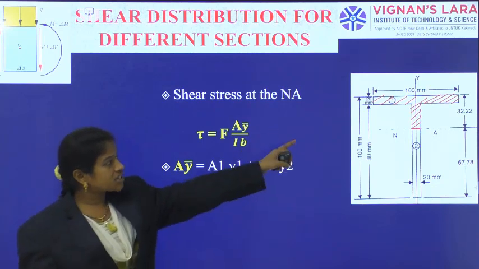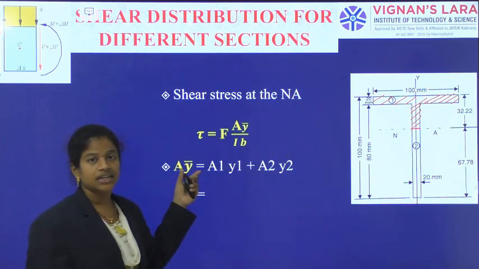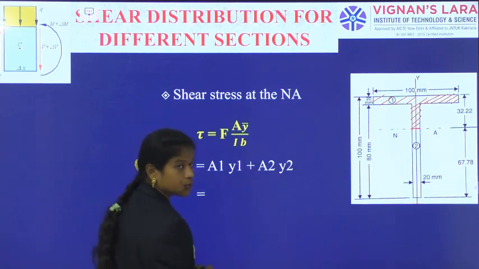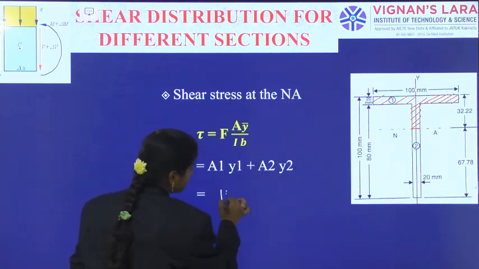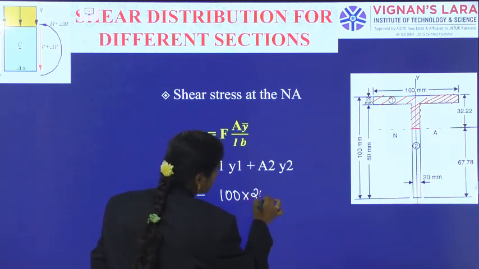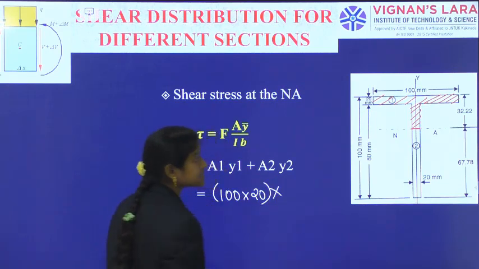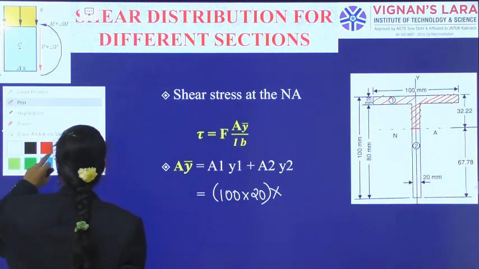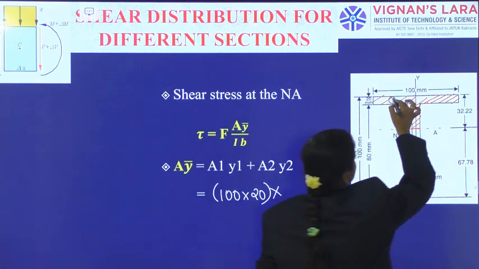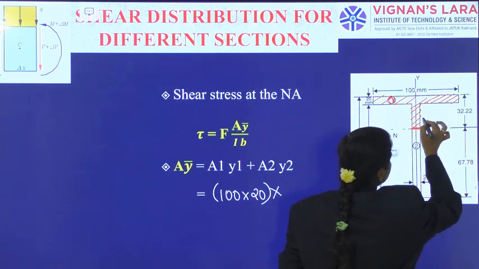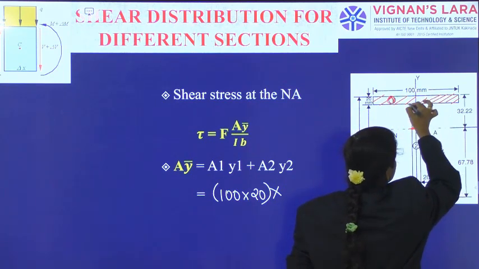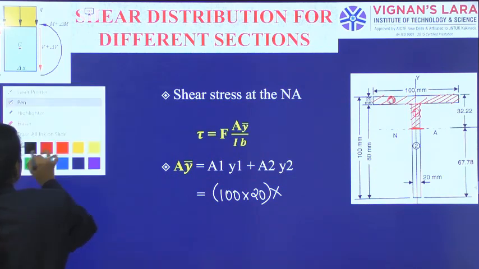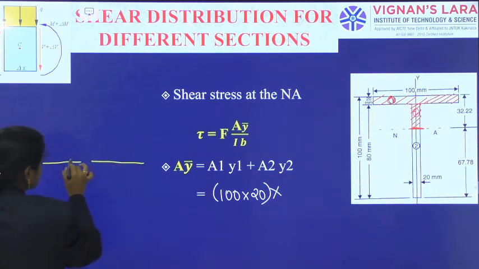So this portion is having two types of segments. That's why A into y bar is coming from parts, so that is A1 y1 plus A2 y2. For the first part, area is 100 into 20. And what is its centroidal distance, only for the first portion? Here this is my 1, and up to here this is my 2, and this is the separation. So for that portion only we are calculating the stress.